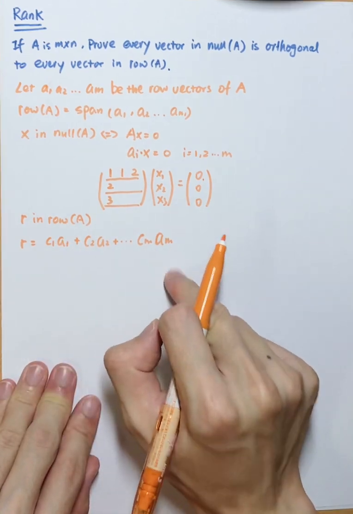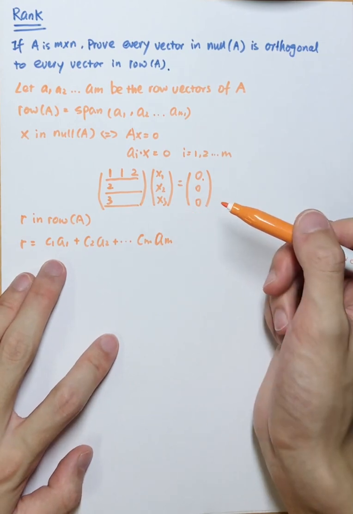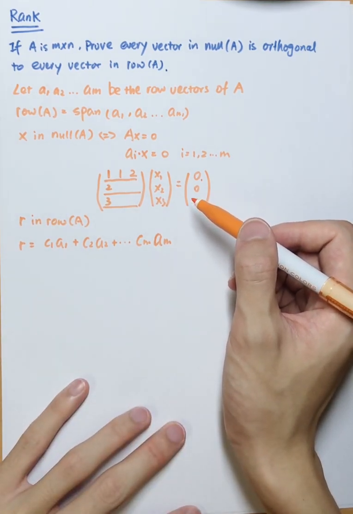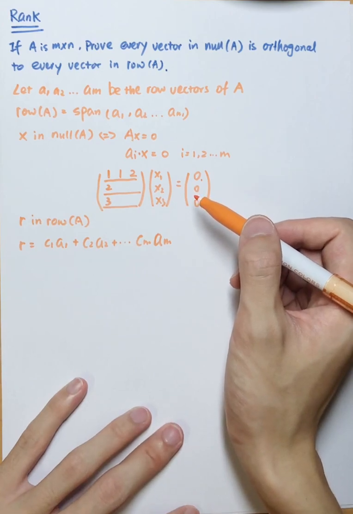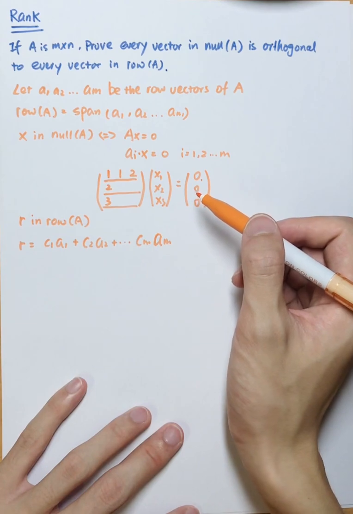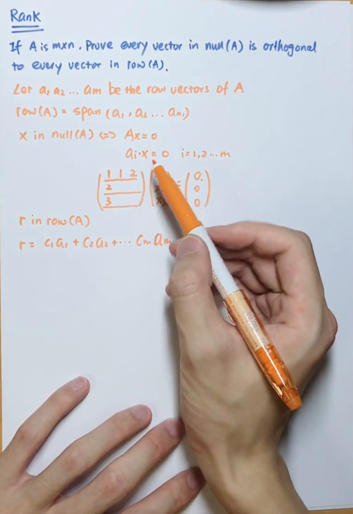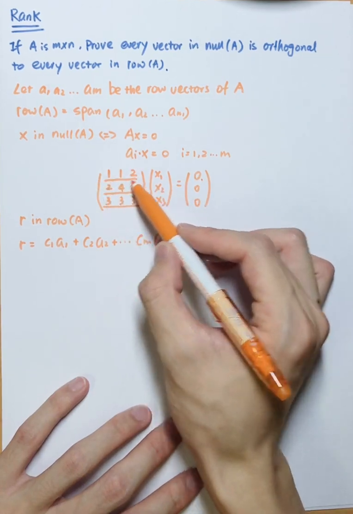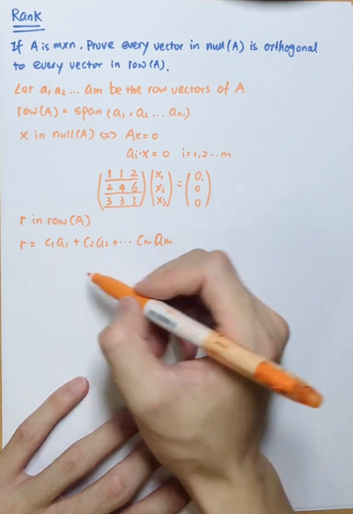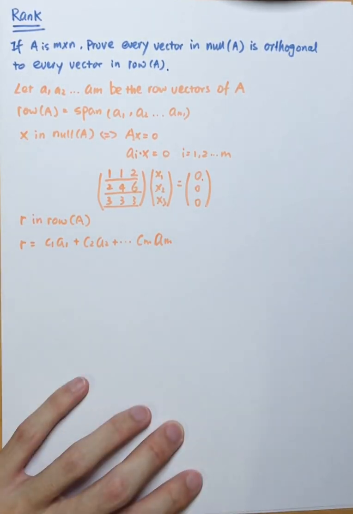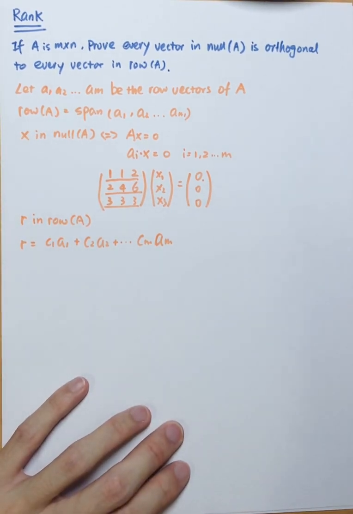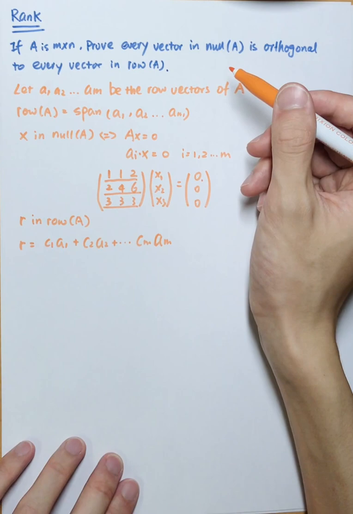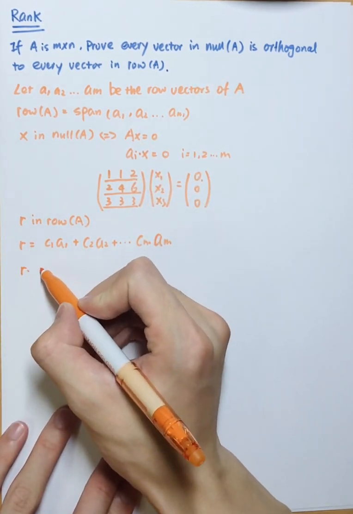Why do we get this result? Because the row space is all the rows that A can span. The row space is the span of the rows of A, right? For example, we have 1, 1, 2, 2, 4, 6, maybe 3, 3, 3. The row space is span of all the rows. So it's a linear combination of all the rows here. But this is also the same for column space as well, if you look at the other direction. But for now, let's look at the row space. Okay, then we do a dot product.